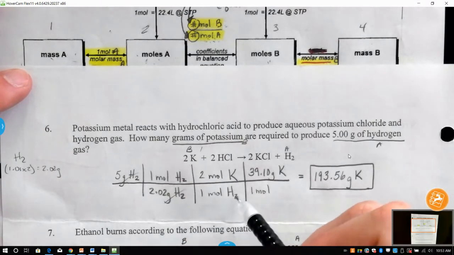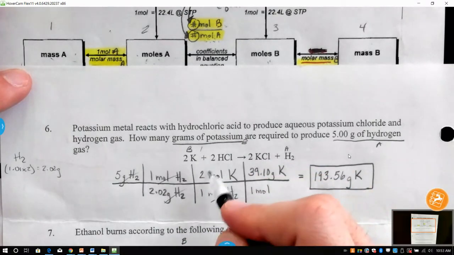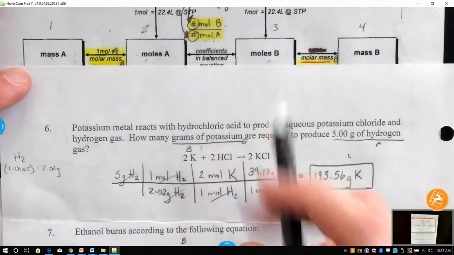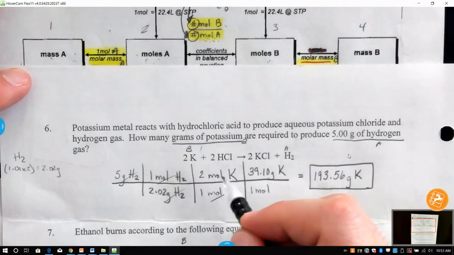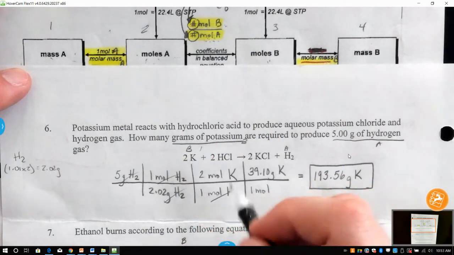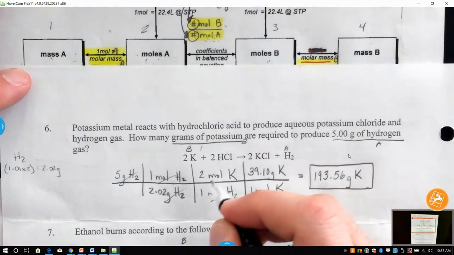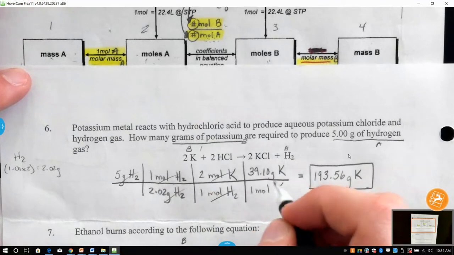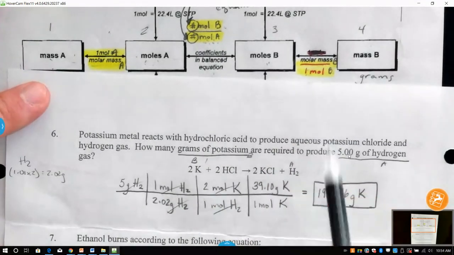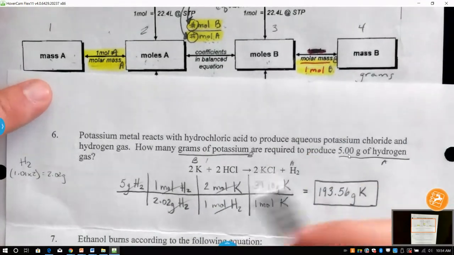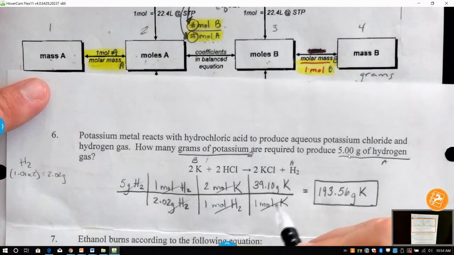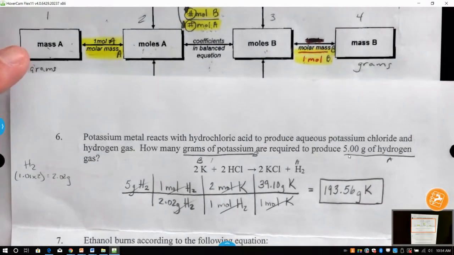Then we have moles of hydrogen. They have to be on bottom here. These two numbers come from coefficients of the balanced equation. Potassium, which we want to get into, was a 2. Hydrogen was a 1. 1 mole of K on top, or the 2 moles. And then we have our 1 mole of B on bottom and the molar mass. Multiply everybody on top, divide by the bottom. Boom, get your answer.